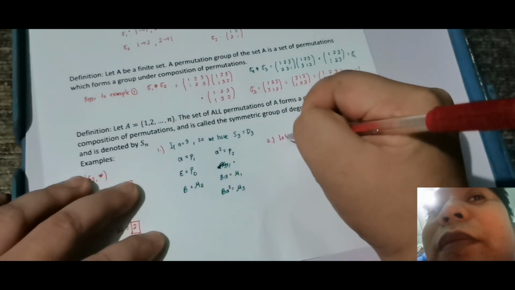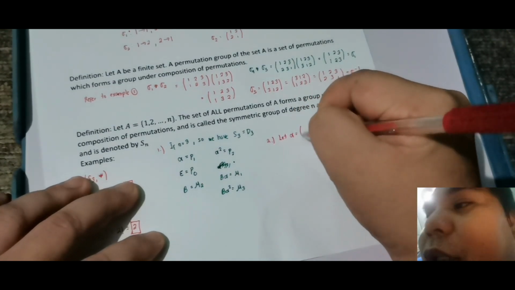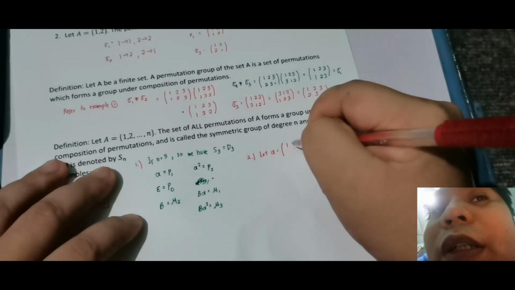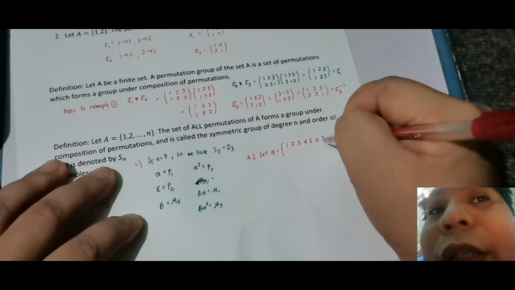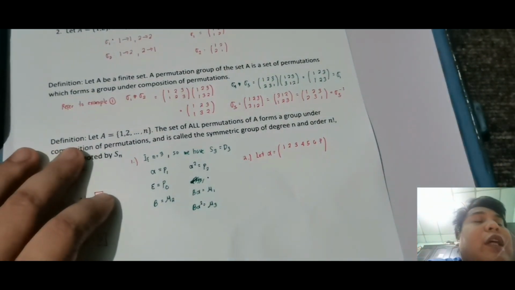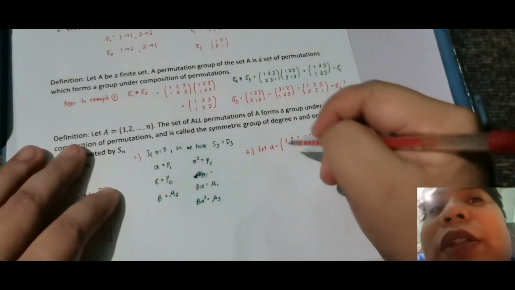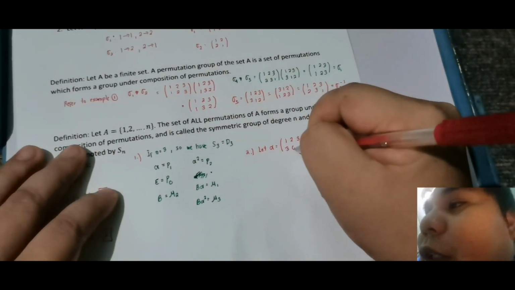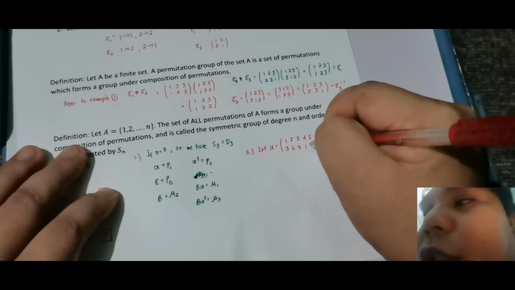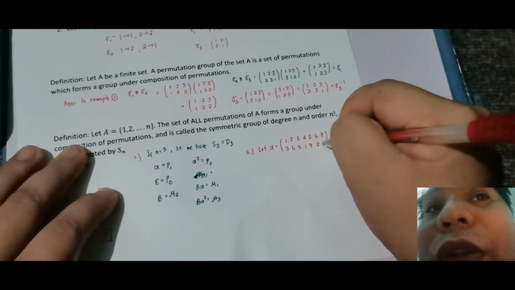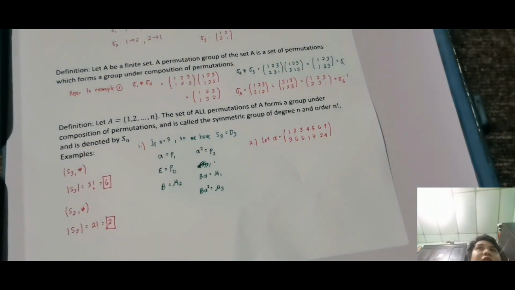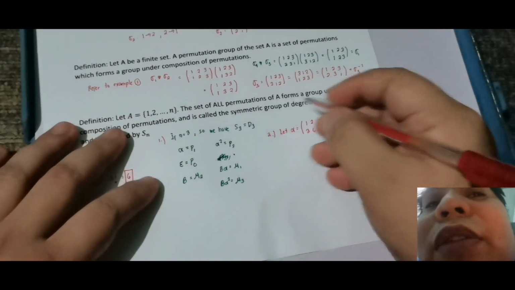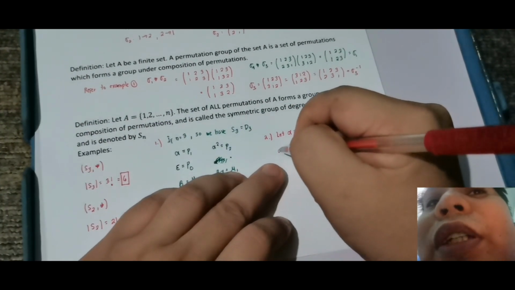Kunyari meron tayong let alpha. So naglet ako ng alpha na kung saan ang laman niya is simply 1, 2, 3, 4, 5, 6, 7. So dito napapansin mo galing siya kay S7. Okay, S sub 7. Okay, so this is 3, 6, 5, 1, 7, 2, 4. So hindi ko na sinuot kasi example kasi medyo mahaba. Okay, so kung gusto mong hanapin yung kanyang alpha square, or sorry, una hanapin ko muna yung alpha inverse.